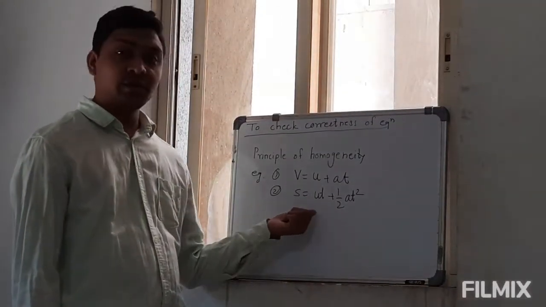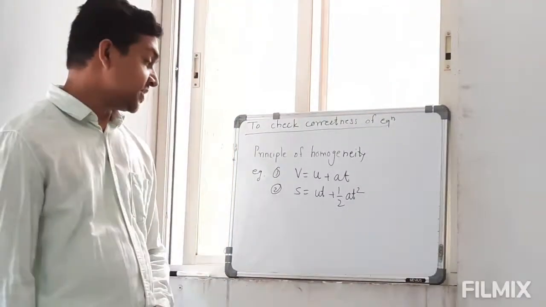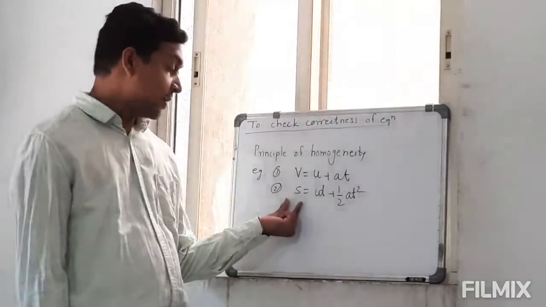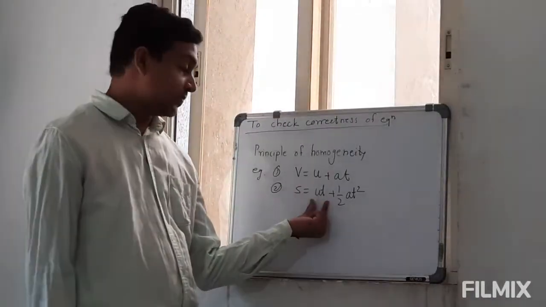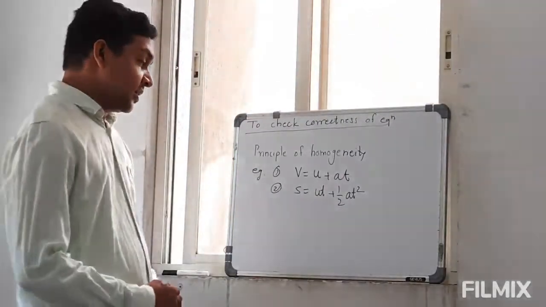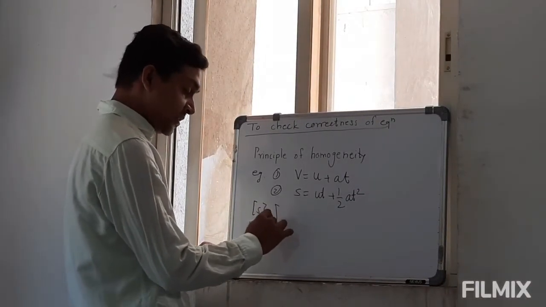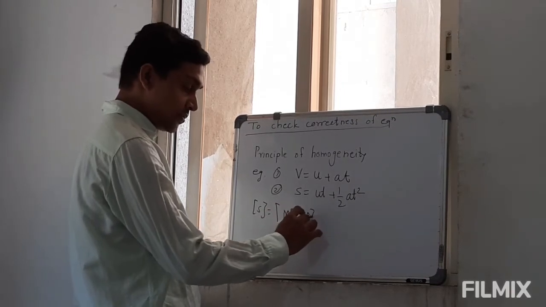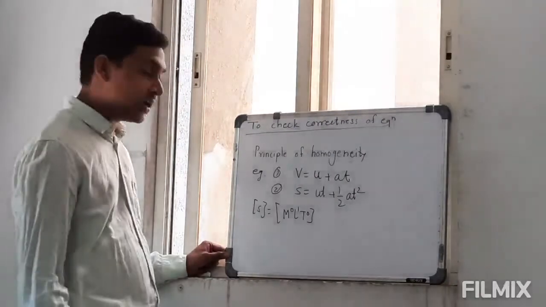Let's say it is S is equal to UT plus half AT square. We want to find the correctness of this equation. So here we have to find separately the dimensions for S, that is displacement, the dimensions for UT, and the dimensions for half AT square. So let's try. Dimensions for S, it is displacement, so it will remain M0, L1, T0. Displacement is related to length, so the dimension will remain only L1.